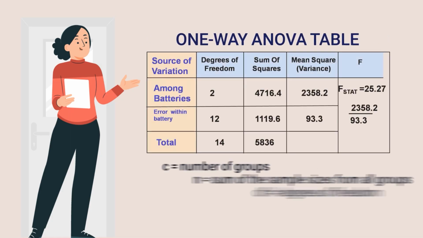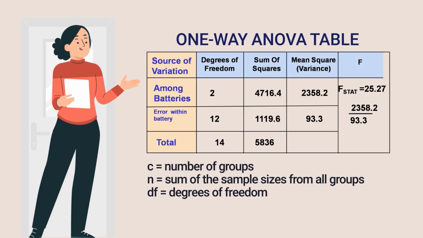So this is how the ANOVA table looks. This is called a one-way ANOVA table. It has column headings: source of variation, degrees of freedom, sum of squares, mean square, that is the variance, and F ratio. So among batteries, the degrees of freedom is 2, and the sum of squares value which we found is 4716.4. Now we get the mean square.